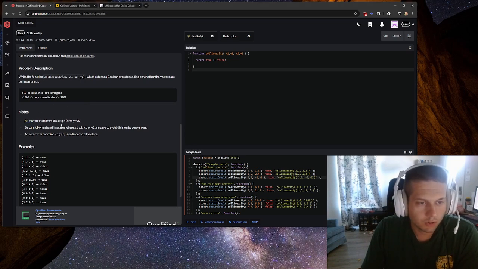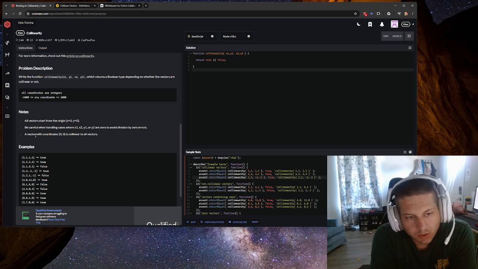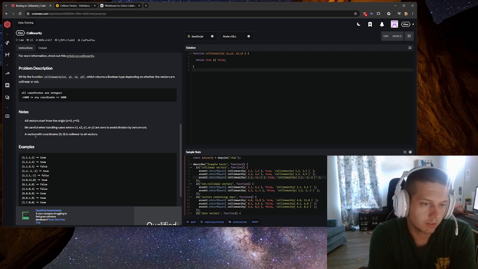All vectors start from the origin x0 and y0, and we should be careful when handling cases where x1, y1, x2, or y2 are 0 to avoid division by 0 errors. Can't divide by 0. And the last one is that a vector with coordinates 0, 0 is collinear to all vectors.